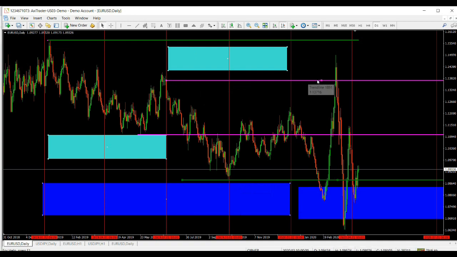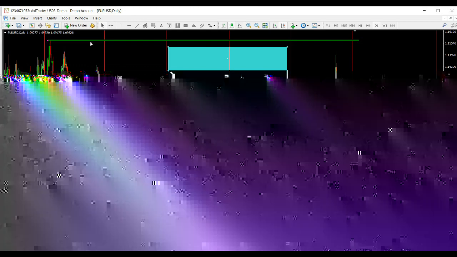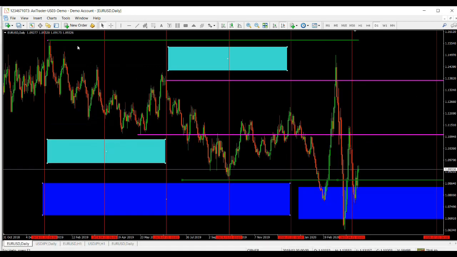So what are the magenta lines? You can see here the magenta color. These are the 6 months highs and lows I have marked for the first half yearly. 6 months is the same as half yearly. For the first 6 months, the 6 months high is the same as the yearly high, so I have marked the yearly alone. The 6 months low is here.